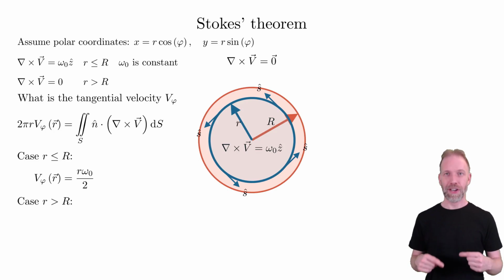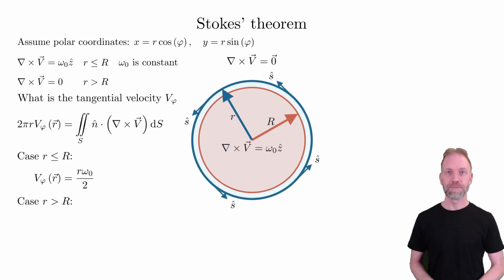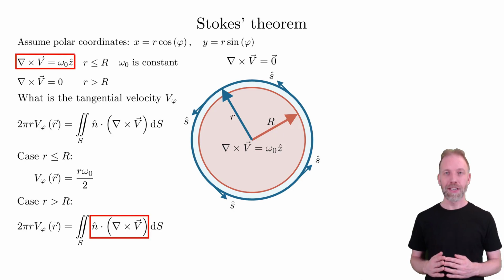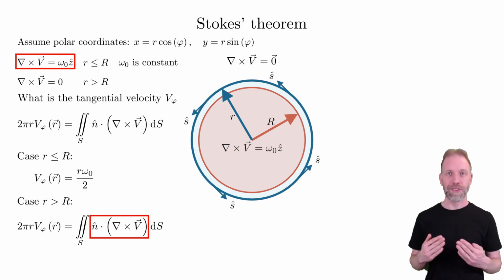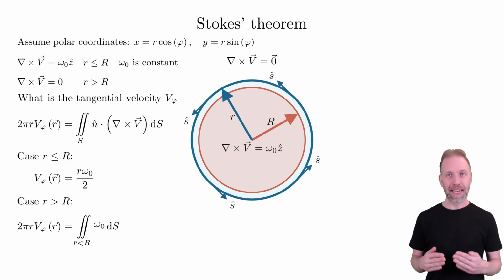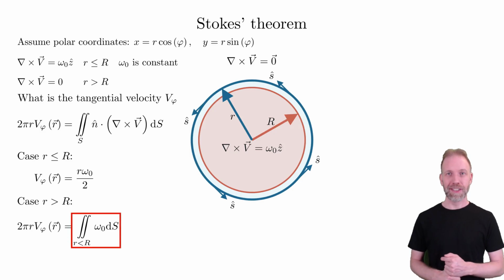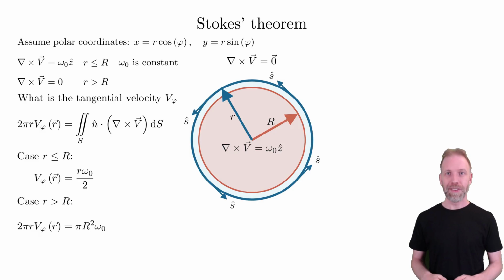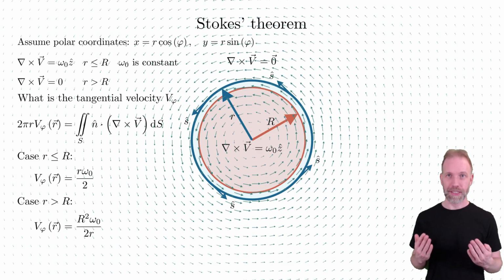The second case is when r is larger than the curl region. Insert a constant as curl, but limit the integral to end at the full radius of the curl region. N hat dot z hat is 1. The surface integral is a constant times the area of the curl region. And we can solve for the tangential velocity. This gives the following solution as we saw in the curl video.